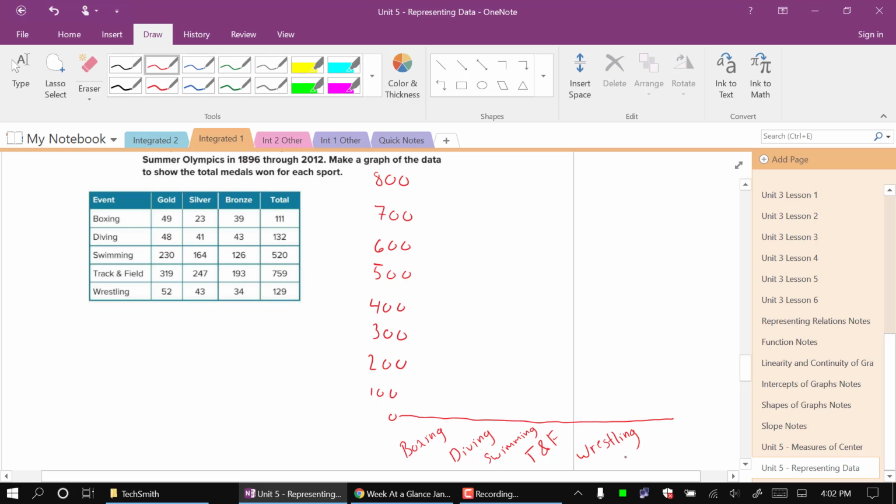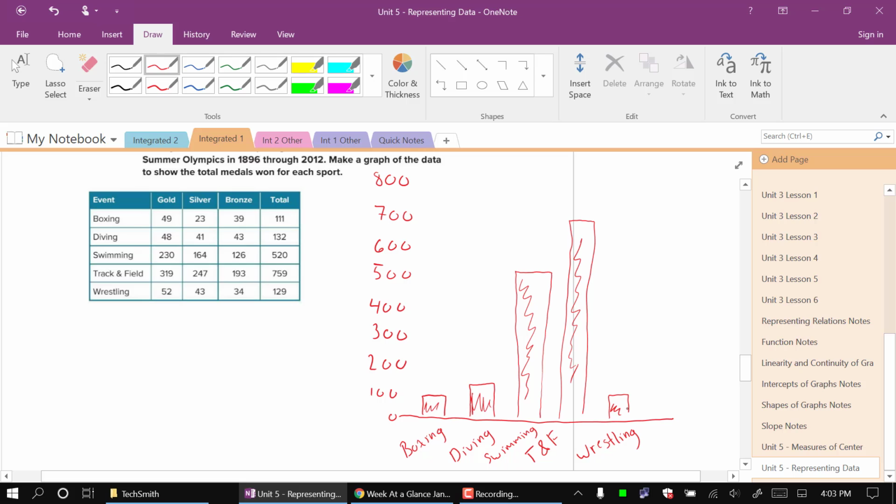So now we're going to start making our bars. Boxing has about 100 trophies. Diving has over 100, but not quite 200. Swimming has a little over 500. Track and field has about 700. Notice how each of them is separated with a gap. And then wrestling has a little over 100. If you want to color these in, you can. If you just want to leave them as they are, you can as well.